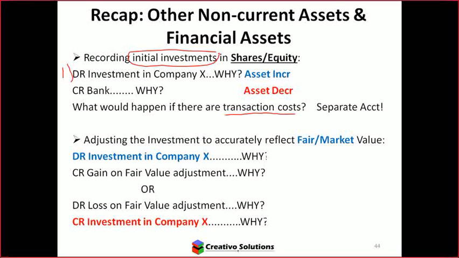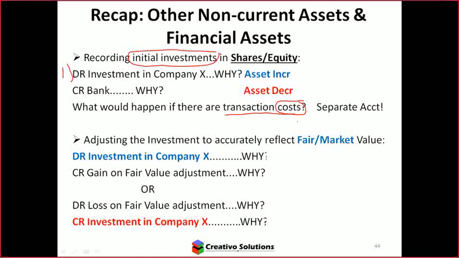Right, that makes sense. What would happen if there are transaction costs? It's going to increase the amount. No, there's a clue there. It's a separate account. So what account will I have? Bank. If I pay the transaction cost, I will affect the bank, and what else? Liability? No liability here, there's no obligation. Expense. Why? Because it's something you've incurred. Correct. It's a cost you've incurred.